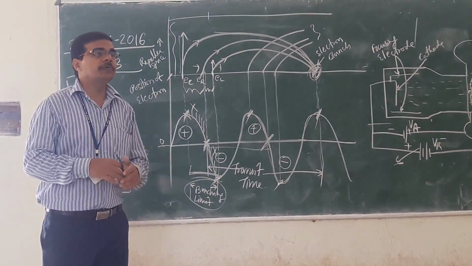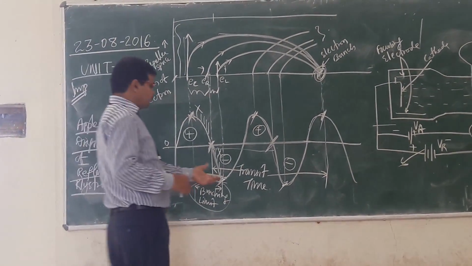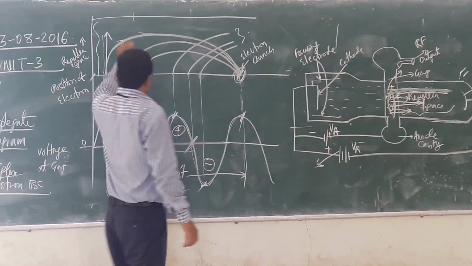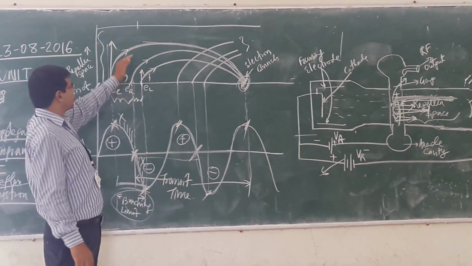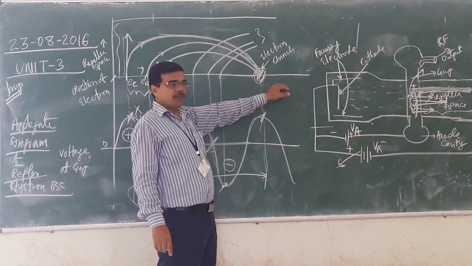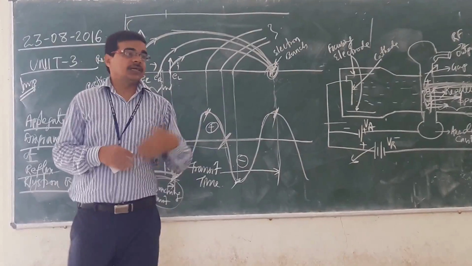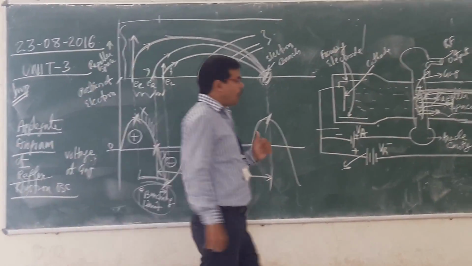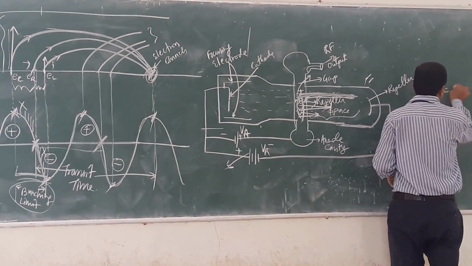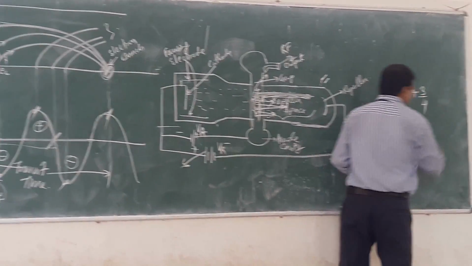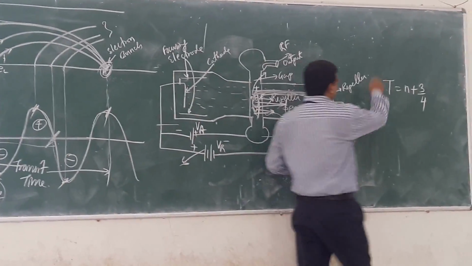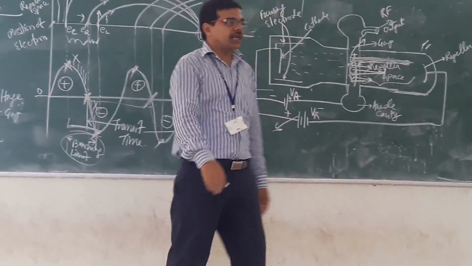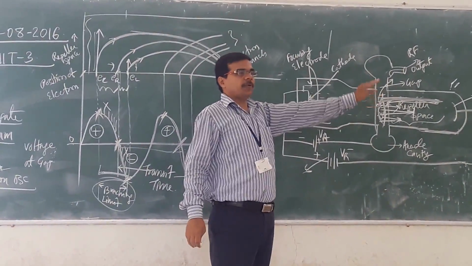They are called optimum transit time. Optimum transit time means whatever electrons are moving towards the repeller and returning back, and formation of bunch is there, how can we go for sustainable oscillation? So that is your optimum transit time, and your optimum transit time will be equal to n plus 3/4. This is your optimum transit time. So optimum transit time is T equal to n plus 3/4.